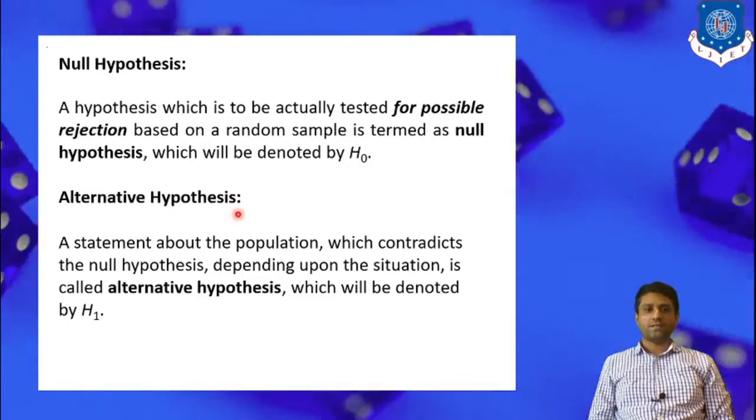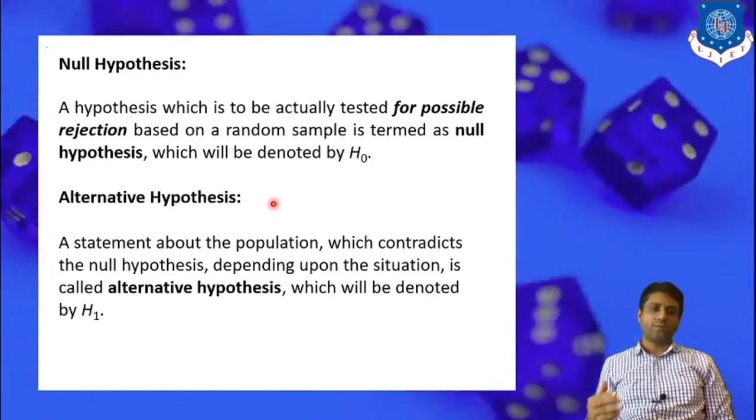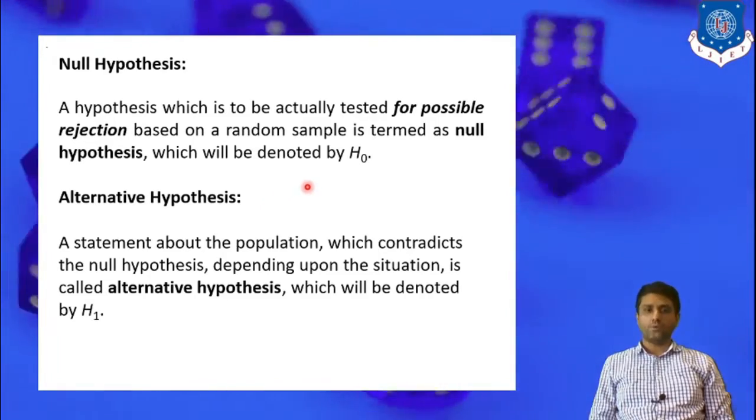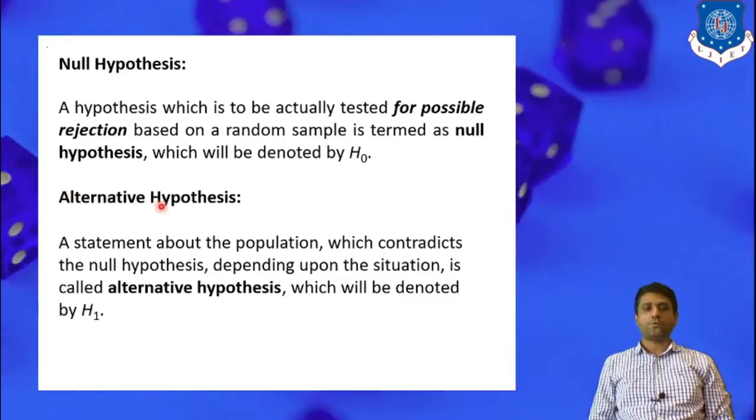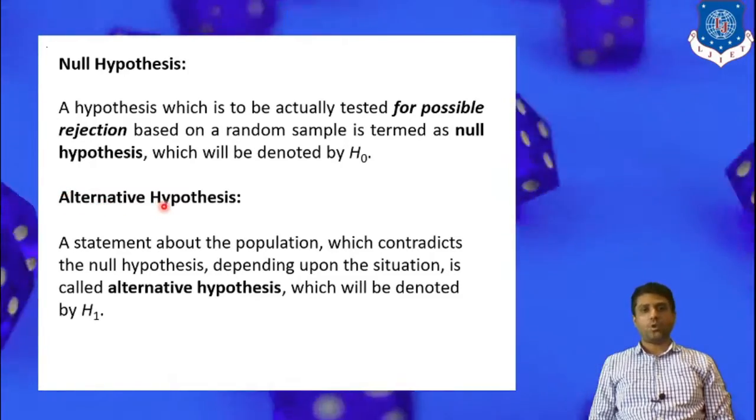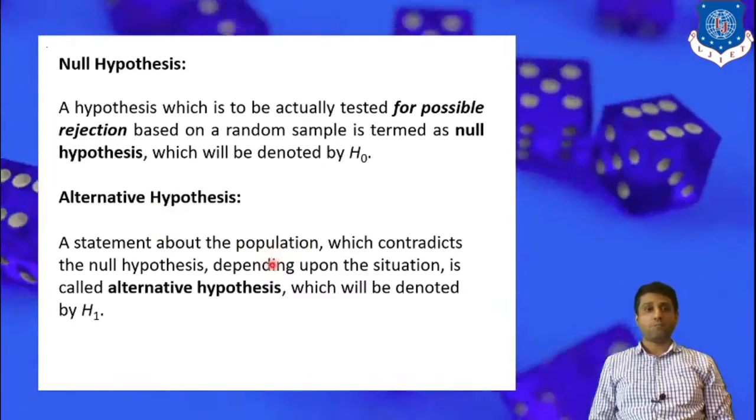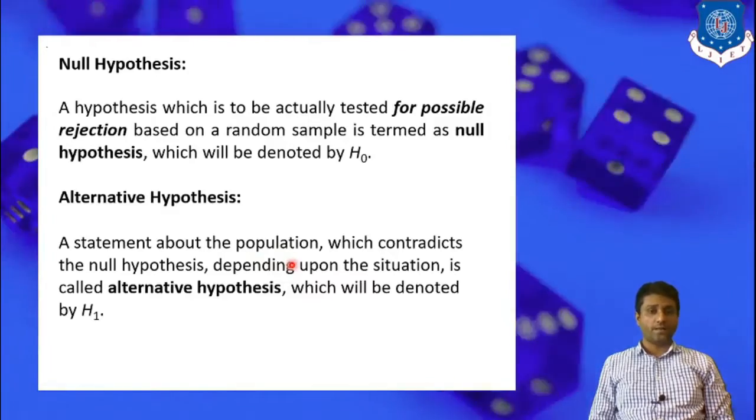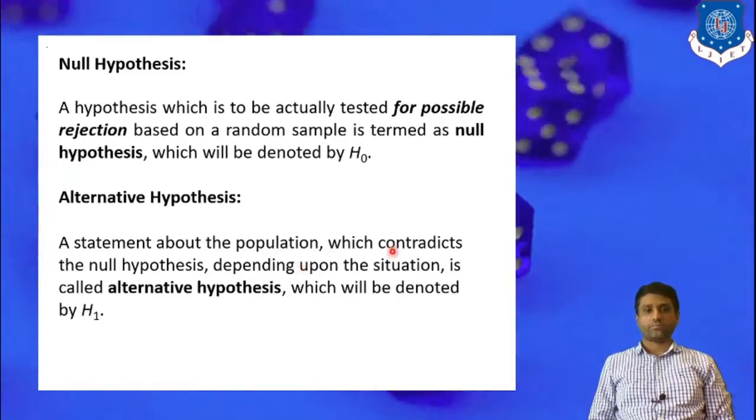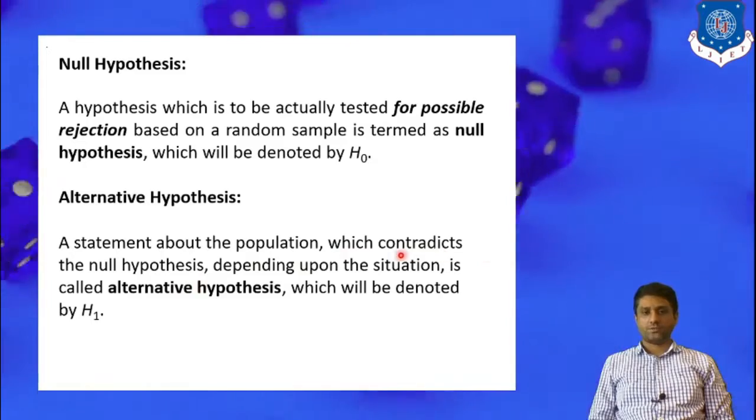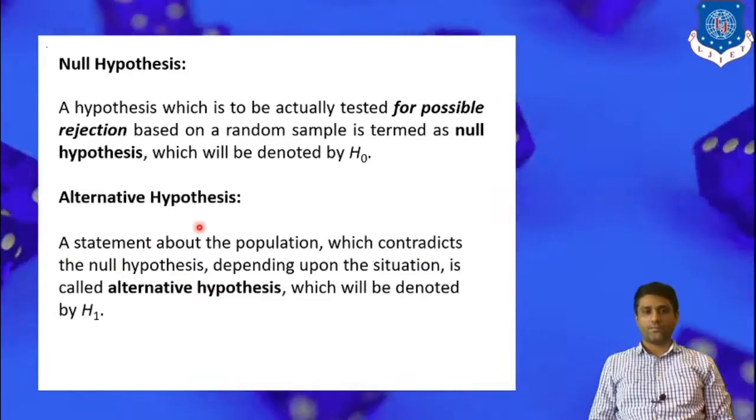Now the alternative hypothesis is sometimes also known as the contradictory hypothesis. Whatever we assume in the null hypothesis, the alternative contradicts that statement, saying that it is wrong. It is a statement about the population. Population here is not the strength of the people, but stands for the total possible probability. So the statement which contradicts the null hypothesis is known as the alternative hypothesis.